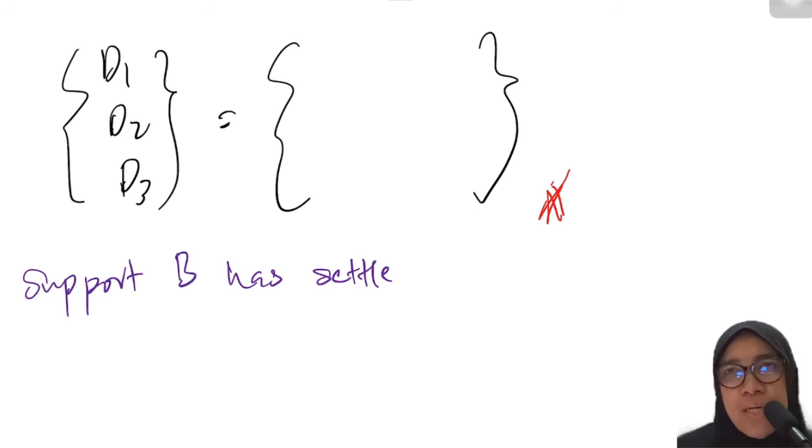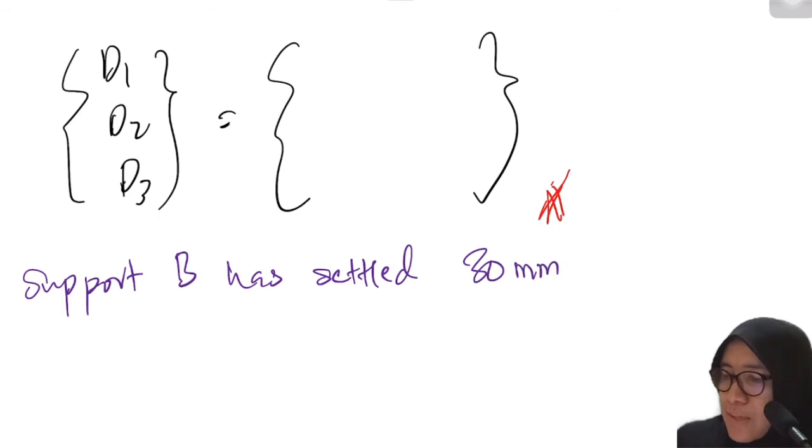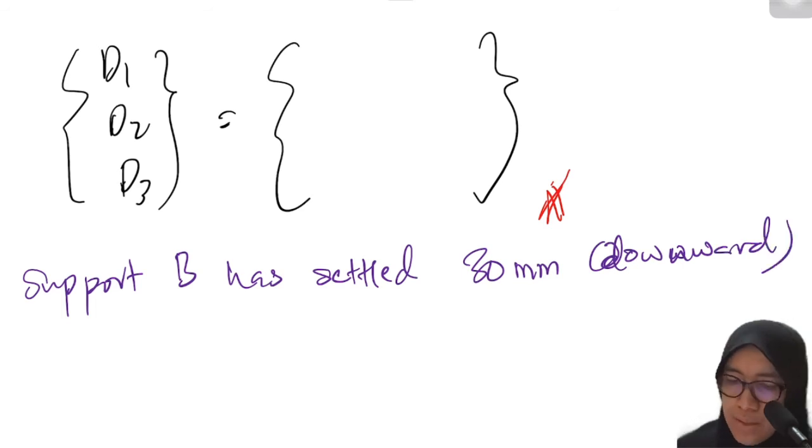If it is for the horizontal displacement, that means support displacement in horizontal direction, normally you will find the word horizontal slip, slip in right direction or left direction. However, for the settle, we will always assume that the settlement means downward. Support B has settled 30 mm downward.